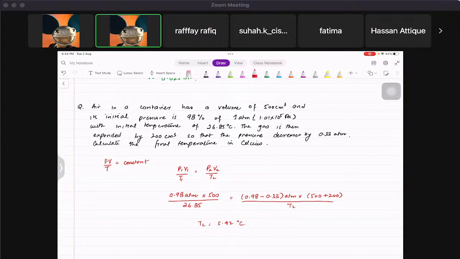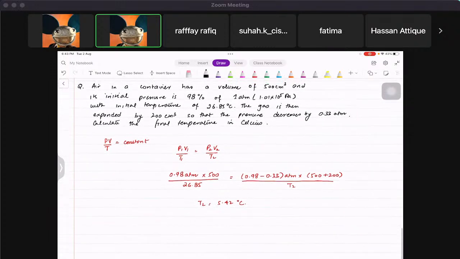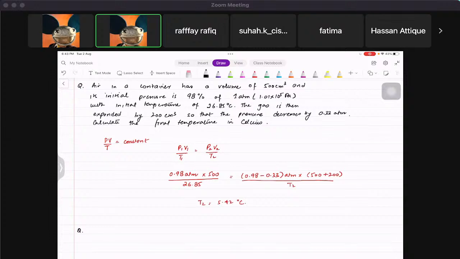Okay. Now, the last type of question that they're going to give you is the helium gas at a temperature of 16 kelvins and a volume of 0.25 times 10 raised to power minus 3 meter cube is contained in a vessel at a pressure.